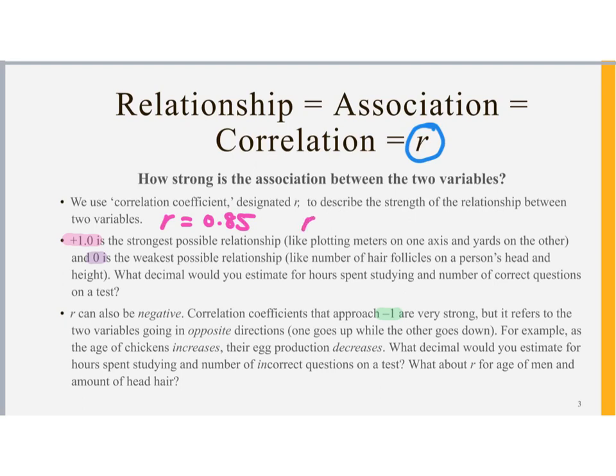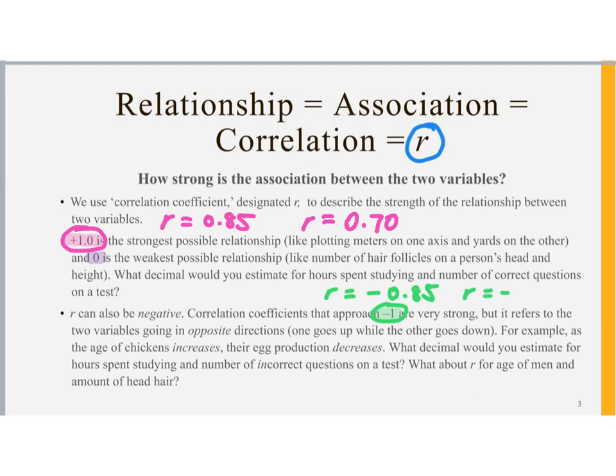Another example would be R equals 0.70. This is considered a strong positive correlation. The closer we get to 1.0, the stronger the positive correlation is. The same can be true for negative correlations. If we get an R equal to -0.85, this is a very strong negative correlation.